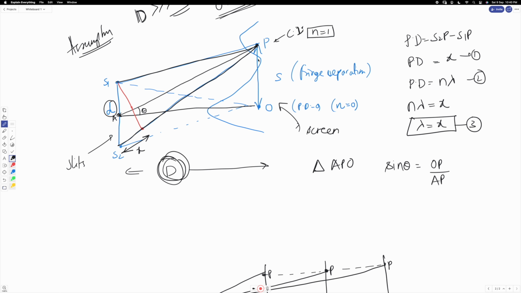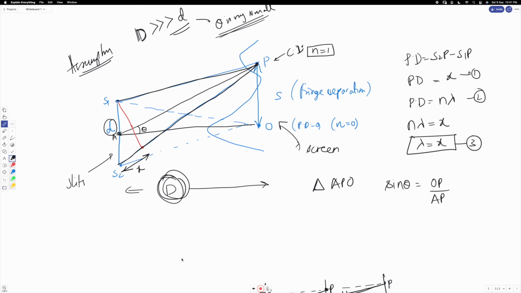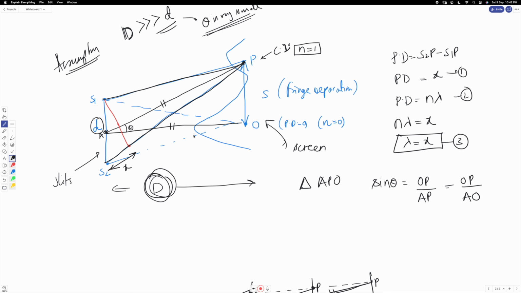So since theta is too small, look at this straight line and this line: they approximately become equal in length. So instead of this hypotenuse AP, I can replace the hypotenuse with the base value AO, because this length is approximately equal to this length since theta is very small. Please remember, in Young's double slit experiment, the assumption is made that theta is very small. And why theta is small, I will clearly mention: the screen is at a very far distance from the slits.